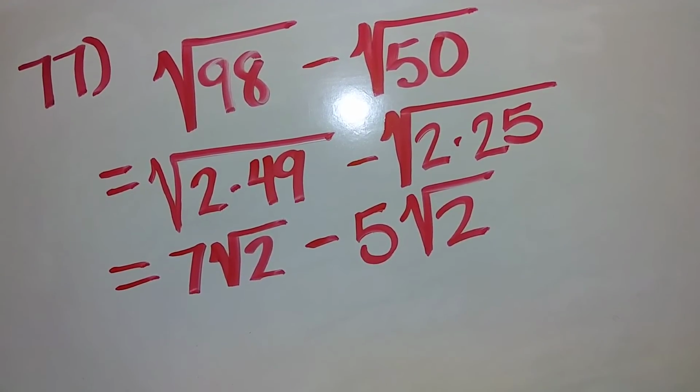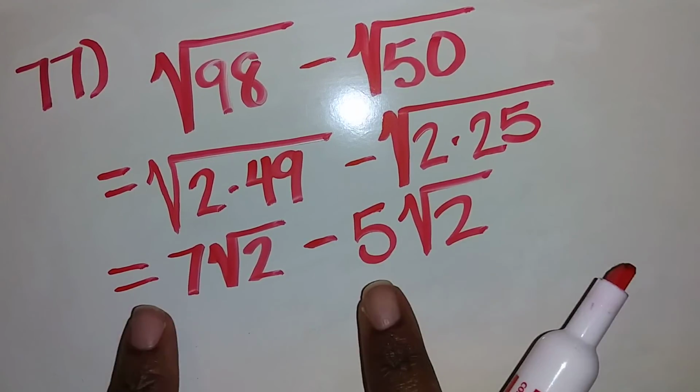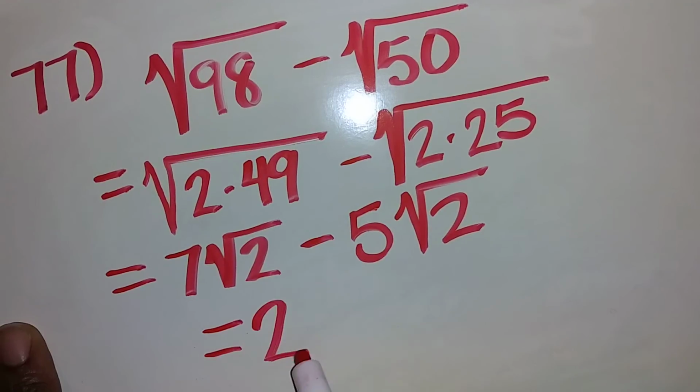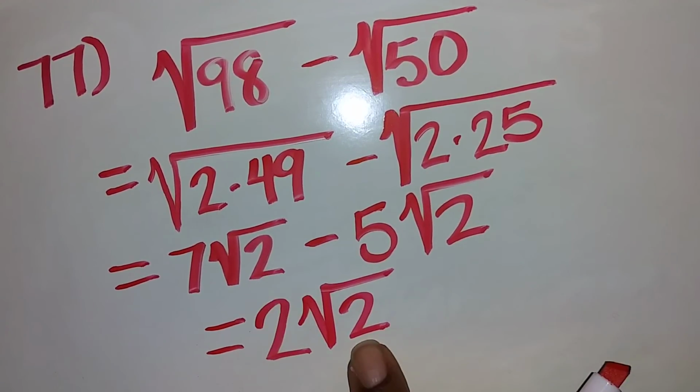If you don't like that strategy, then just break down all the numbers to their prime factors, okay? But I do see something. The radicands are identical, so I can combine my coefficients. 7 minus 5 is 2. What's remaining is the square root of 2. Do not add those. It's going to say the square root of 2. That's my answer for number 77.